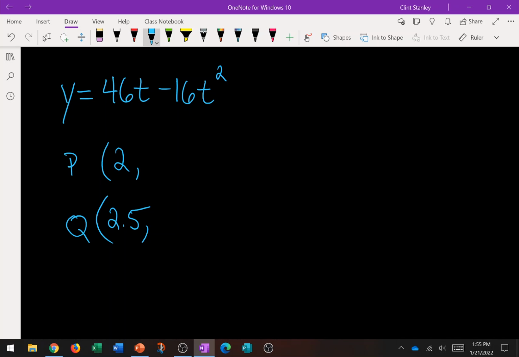Then we need to figure out what the y values will be. So for that, we're just plugging into t, whatever equation it gives us. So 46 times 2 minus 16 times 2 squared times 4. Y coordinate on that point will be 20. So then now to figure out the y-coordinate on Q, I'm going to plug in 2.5 for 46 times 2.5 minus 16 times 2.5 squared, 15.